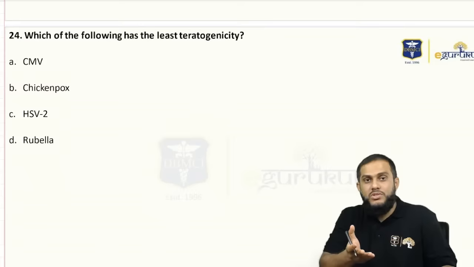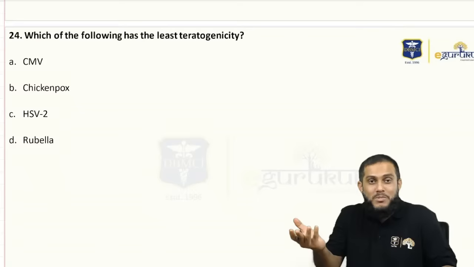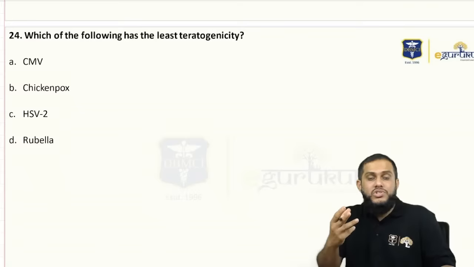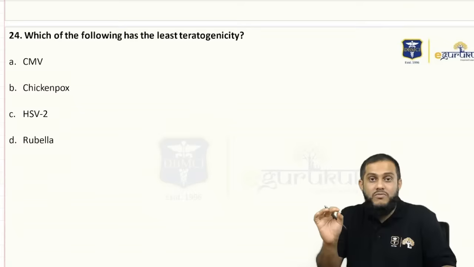Simple. What ultimately is microbiology? Microbiology is lab diagnosis of infectious diseases. One or the other infectious disease from any of the clinical subjects, we have to diagnose, because that is our work, diagnosis of infectious diseases. All these questions are directly from microbiology, and we got 24 questions in INICET out of 200 questions. That's a very huge and great number.